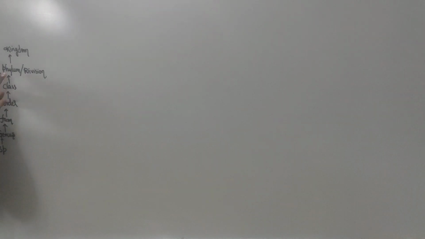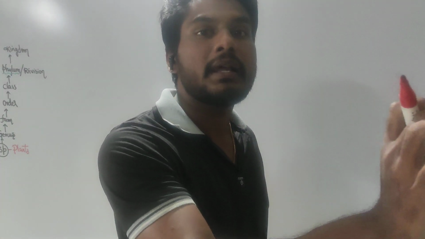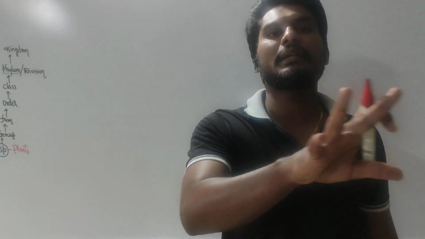Here I told you phylum is also known as division. If you are studying animal species, at that time you have to use the term phylum. Means the sequence genus, family, order, class, phylum and kingdom. If you are studying plant species, at that time the sequence is species, genus, family, order, class, division and kingdom. This is the difference. Phylum represents animals and division represents plants.